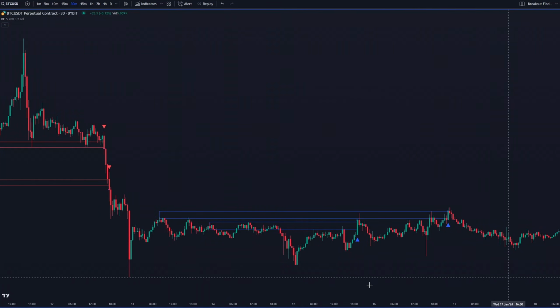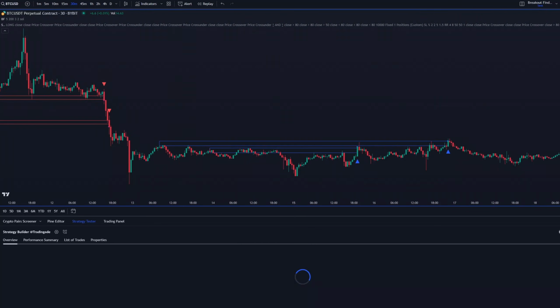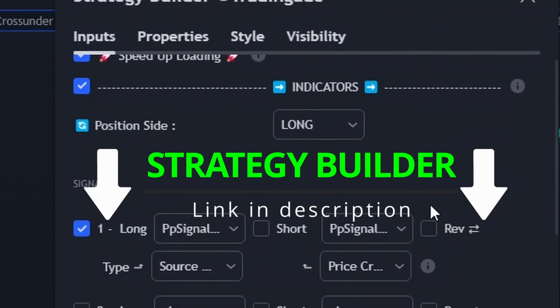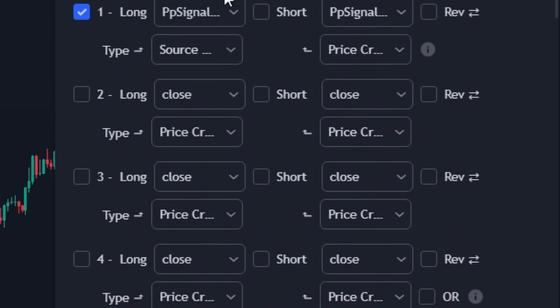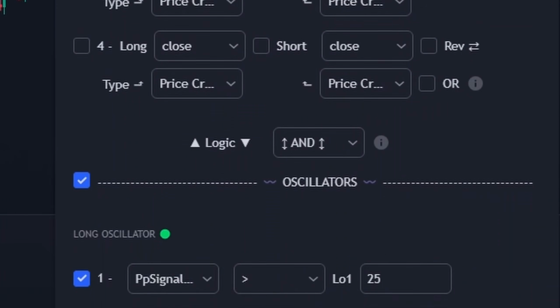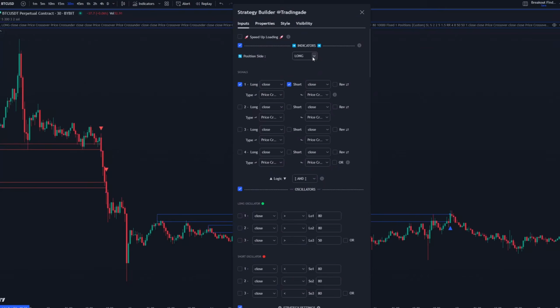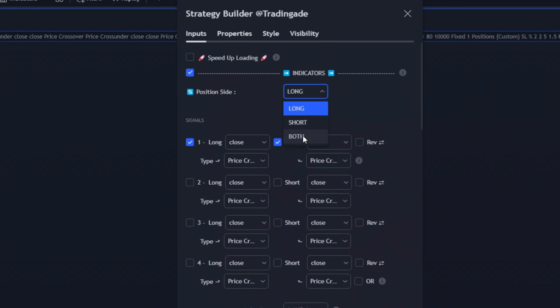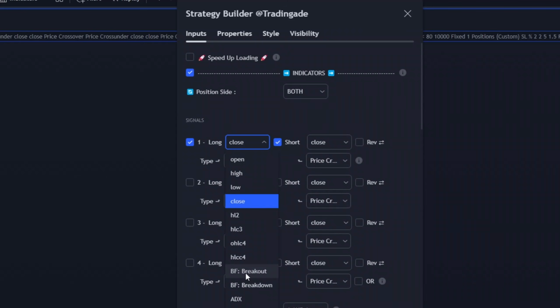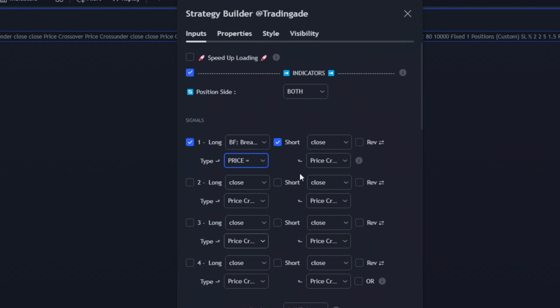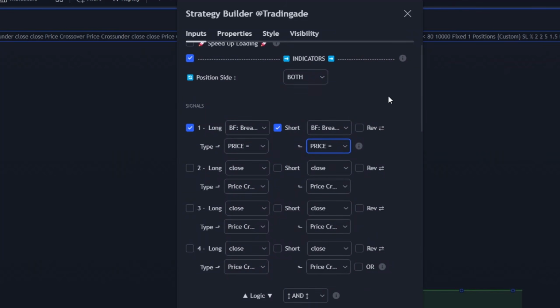In order to transform this amazing indicator into a strategy, we will use our strategy builder, a powerful tool that allows us to build strategies without coding. Let's start to configure our strategy builder. The configuration is absolutely easy. Here you can set long, short or both. We will select both because we want to go both long and short. Here we will select breakout, price equal, whereas here we will select breakdown and price equal. And we are good to go.